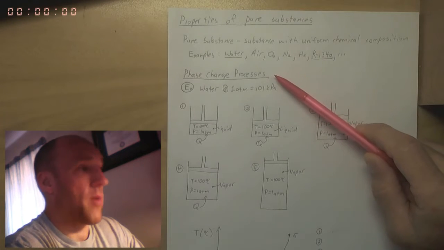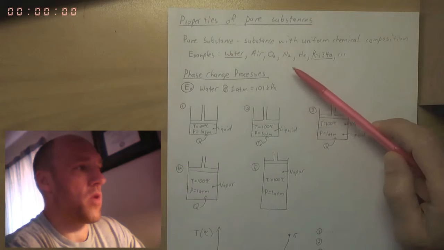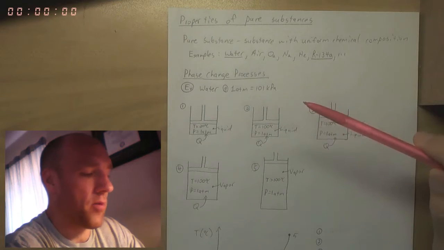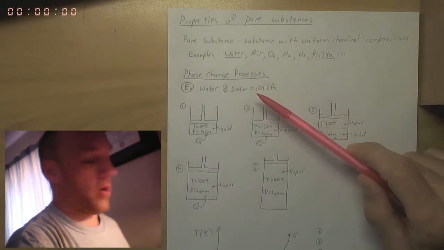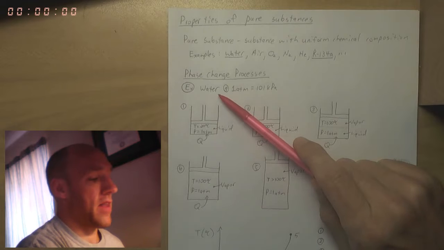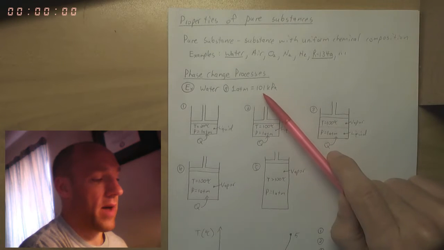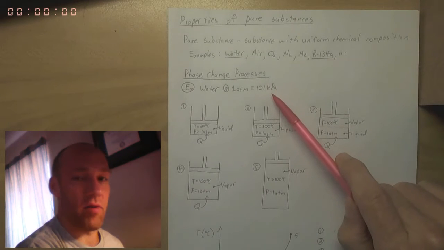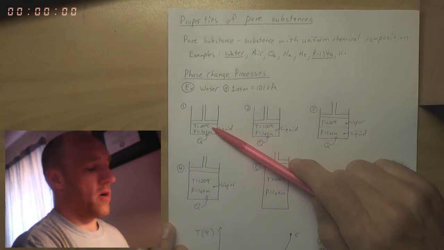First thing we're going to talk about is what happens when one of these pure substances changes phase, specifically between the liquid and vapor phase. I'm going to illustrate this via an example, and the example is going to be water at 1 atmosphere, and 1 atmosphere is about 101 kilopascals, so 101,000 pascals.